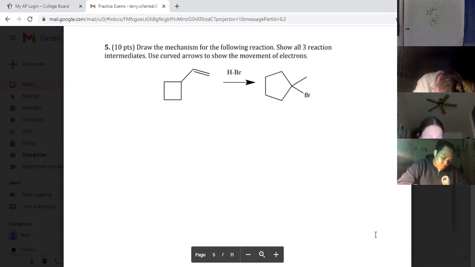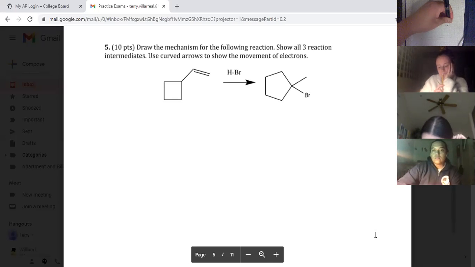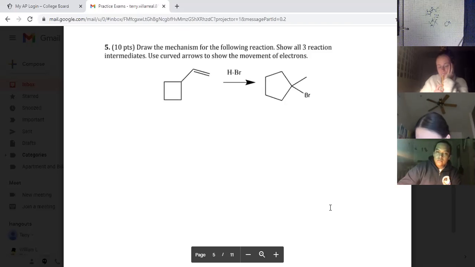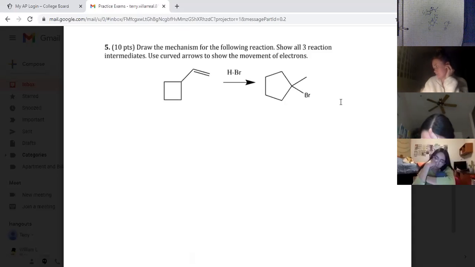Yep, so our first reaction intermediate is going to be the carbocation here. Our second one is going to be this one. And then our third one is going to be after the hydride shift, which is going to be this. This is reaction intermediate 1, this is 2, this is 3. So whenever you have a ring expansion, ask yourself the question, do I need to have one more hydride or methyl shift? And that's the way to keep an eye on it.